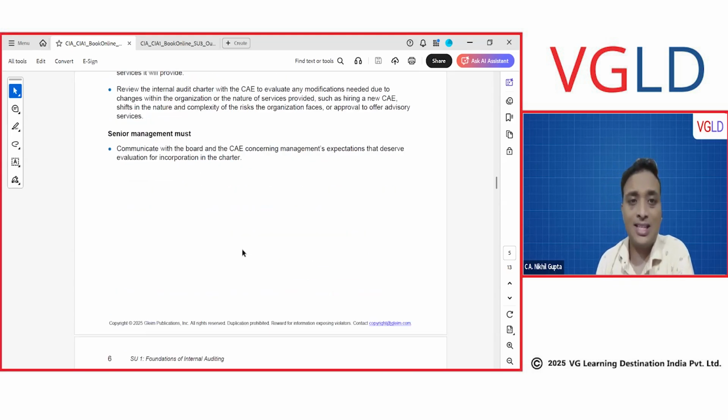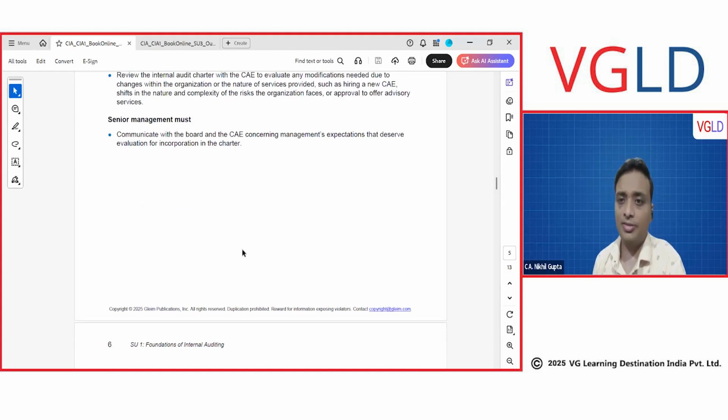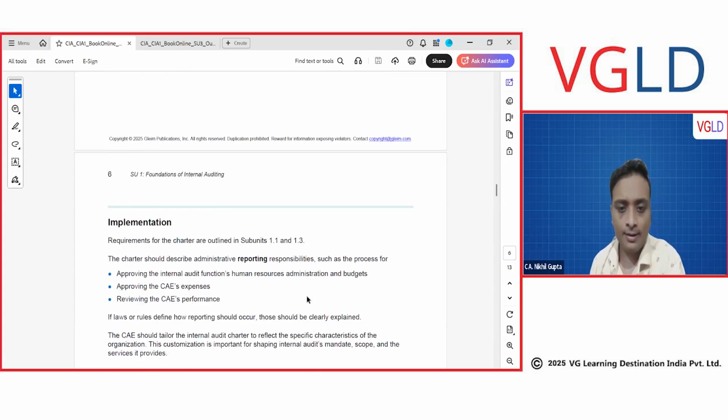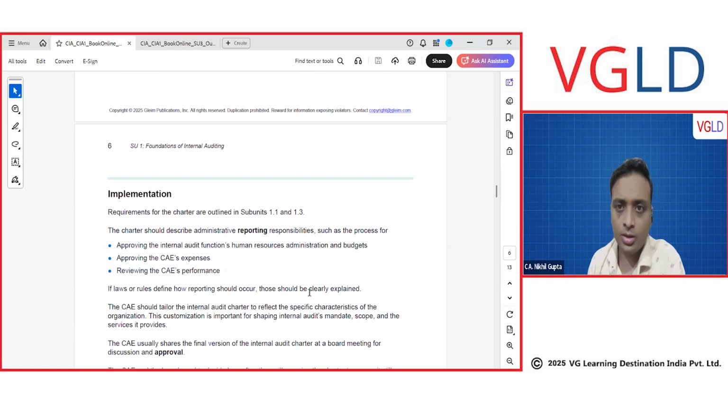And senior management must communicate with the board and the chief audit executive concerning management's expectations that deserve evaluation for incorporation in the charter. Now let's talk about what we covered so far: authority and responsibilities, we discussed them. Now I'm giving an example from your key exam point.